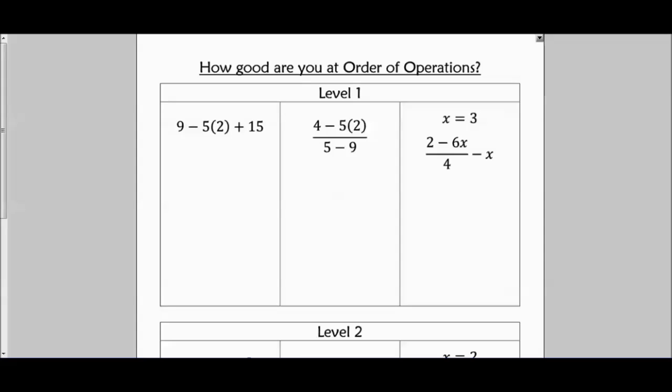For example, on number 2, on this middle one on level 1, I saw some people doing 4 minus 5 before they did the multiplication. You have to multiply before we do any subtraction or addition, so we really do 4 minus 10.